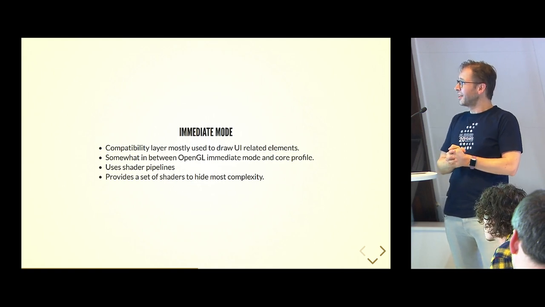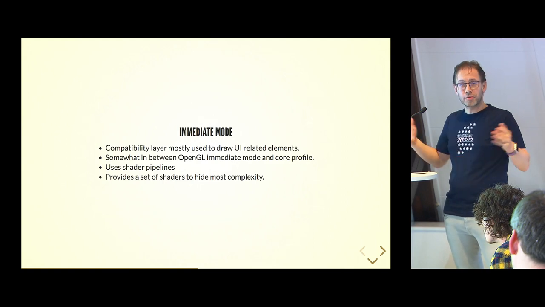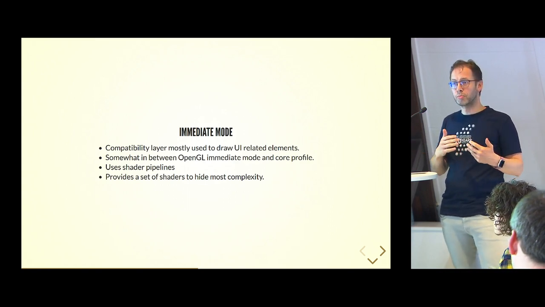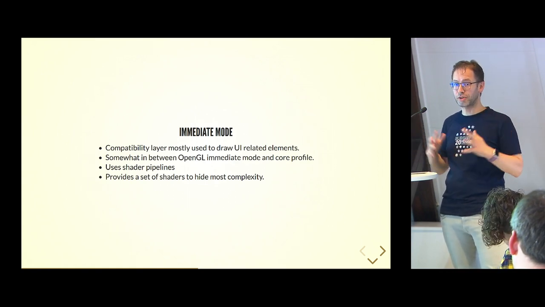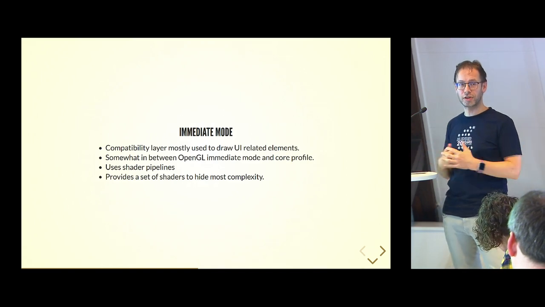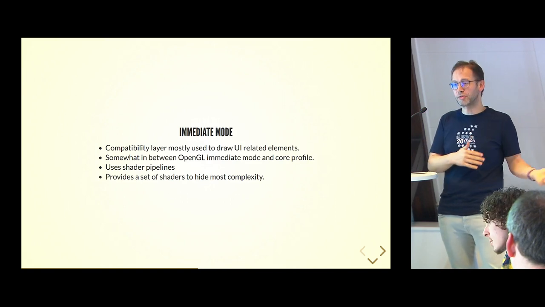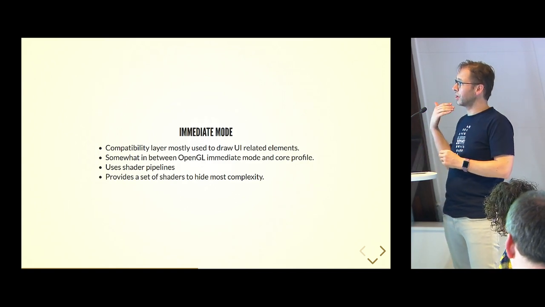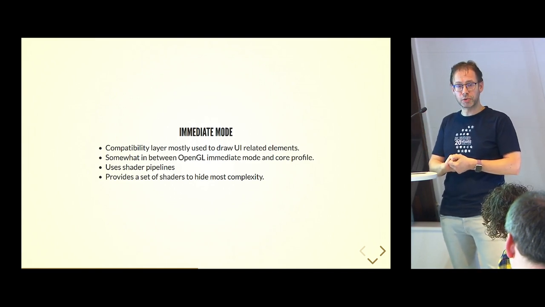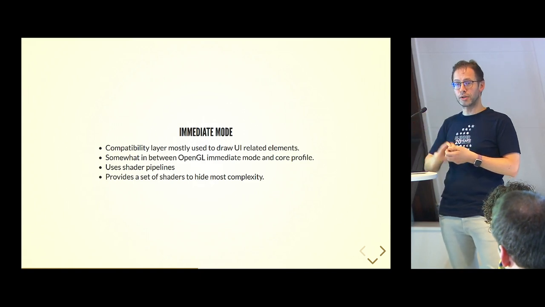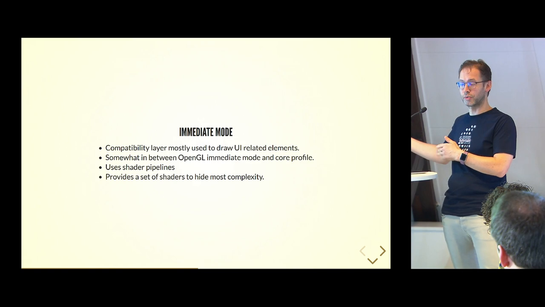Immediate mode. For 3D and for environments, a shader-based approach is really nice to work with. But if you want to draw buttons or lines or whatever, simple UI components, it's hard to set up because you need to make a lot of changes in different places, and that's not really helpful. So we made a compatibility layer in the GPU module, which looks like the old immediate mode, but internally uses shaders to actually draw that. So it still uses the core profile, which we want to use.